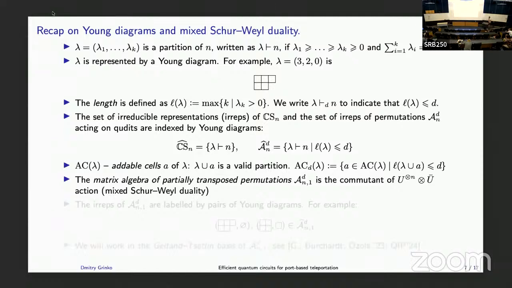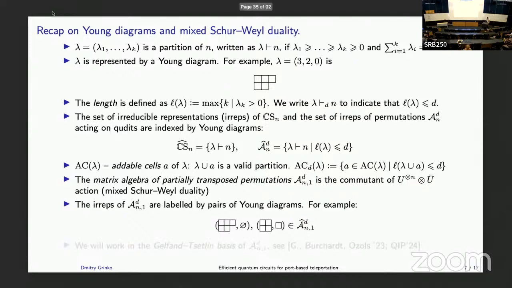As a second ingredient to understand our construction, we need to look at the representation theory of the matrix algebra of partially transposed permutations. It's basically like you just take a permutation on the n+1 systems and you partially transpose the last one. You can see it as the commutant of this U tensor n tensor U bar action. And this appears in the Schur-Weyl duality. It turns out that the irreps are labeled by pairs of Young diagrams. For this specific case, the second Young diagram can be either empty or have one box.